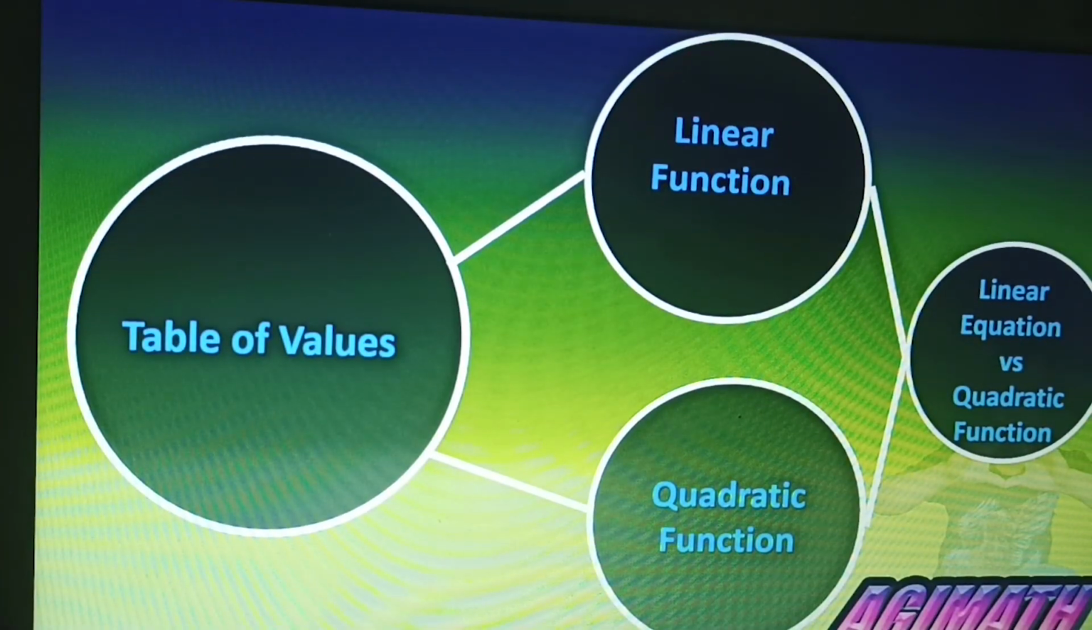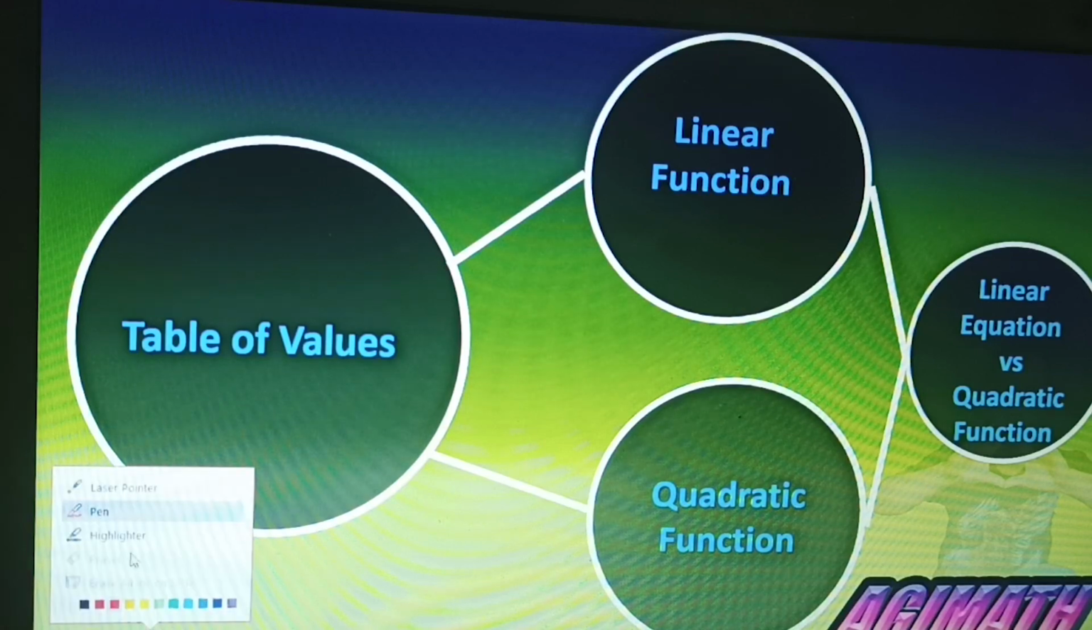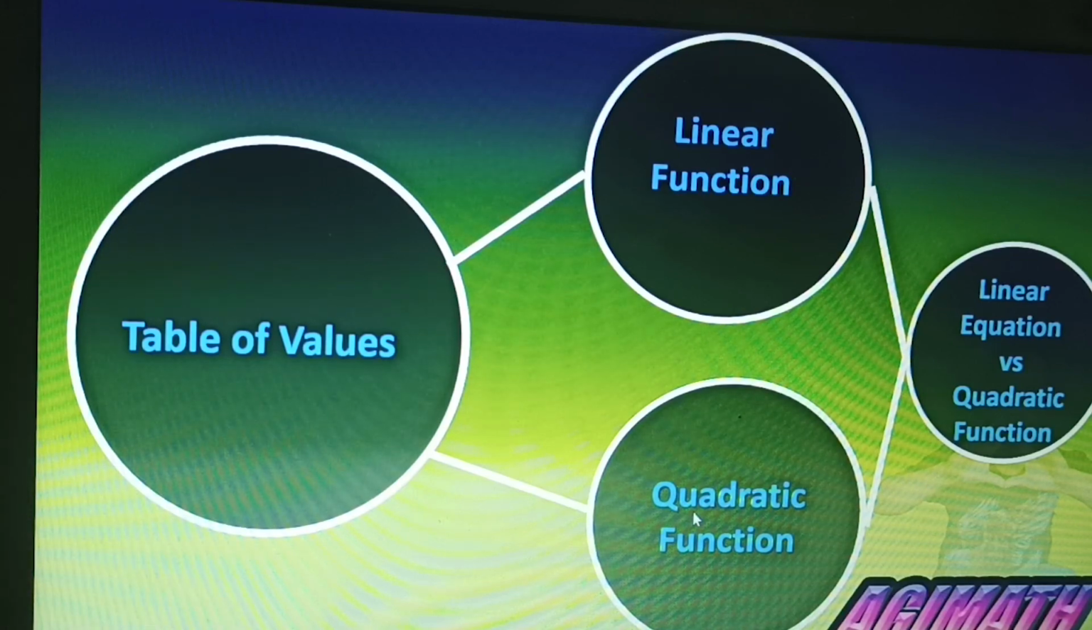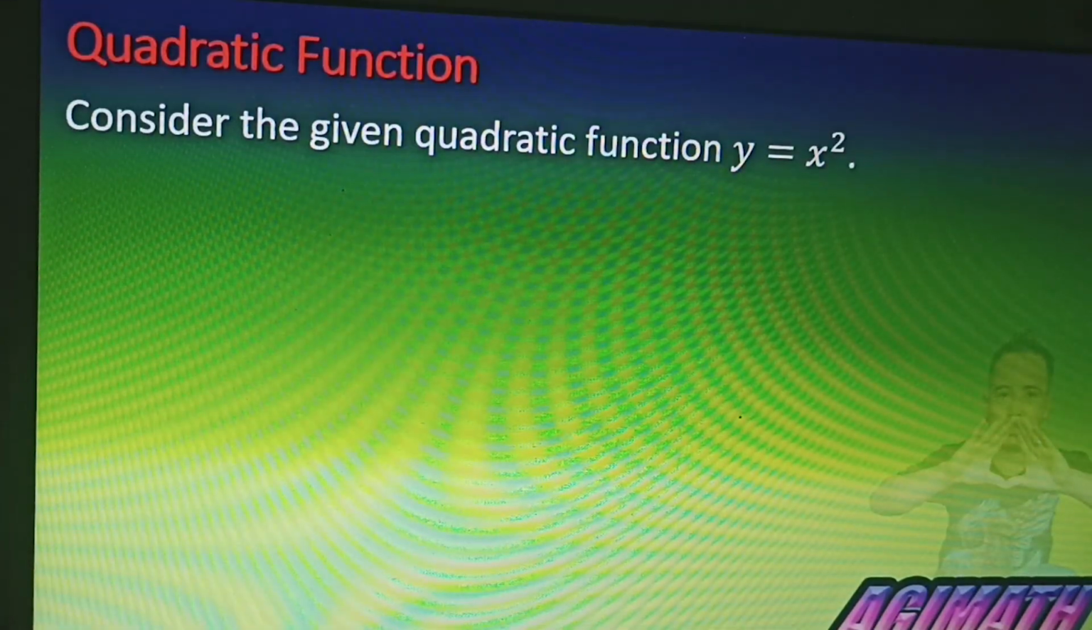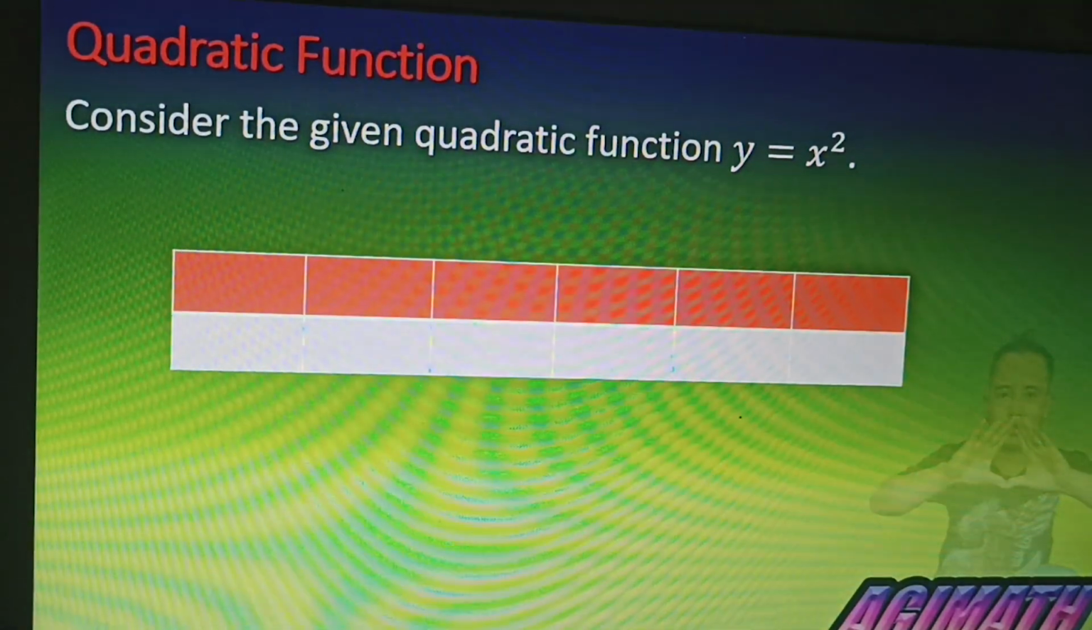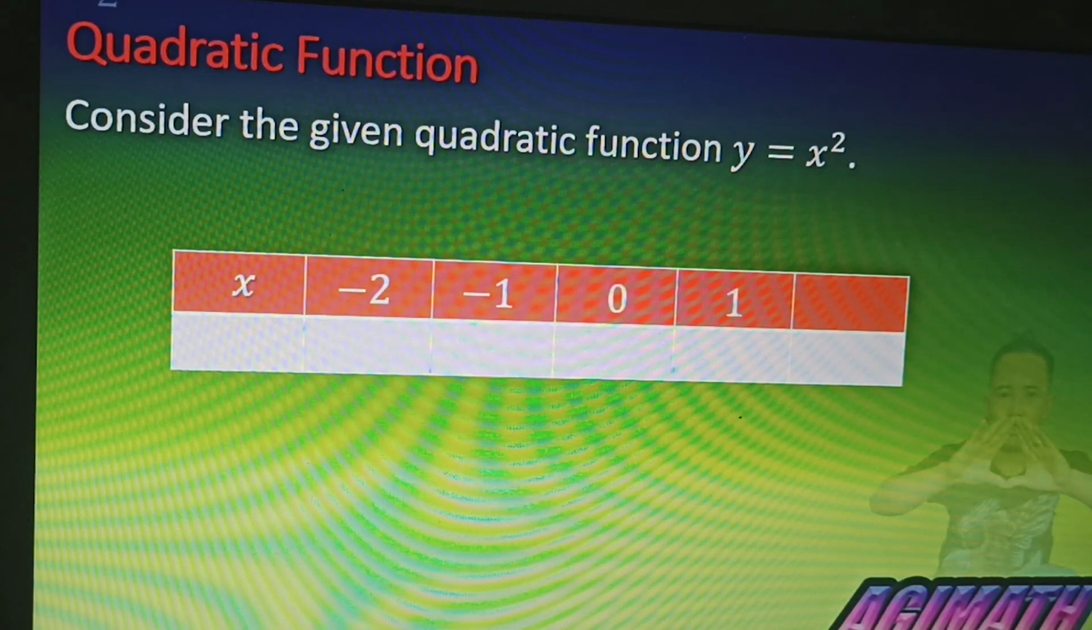For quadratic function, let's have quadratic function. So for quadratic function, we consider the given function y equals x squared. So I just choose a simple function so that we will not have difficulty understanding this video. Again, construct a table of values. For x, I choose these values, negative 2, negative 1, 0, 1, 2.